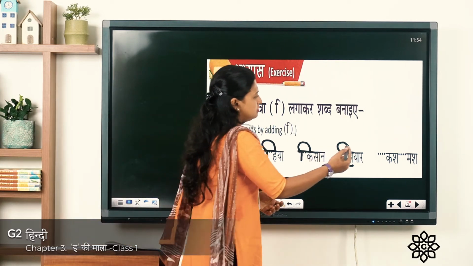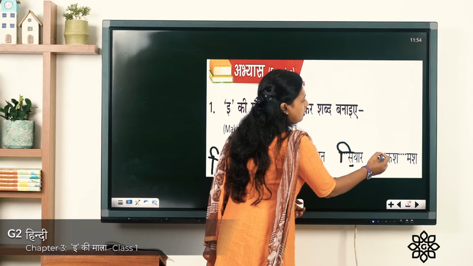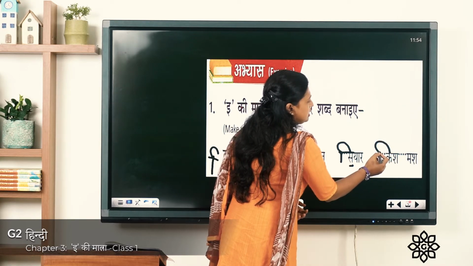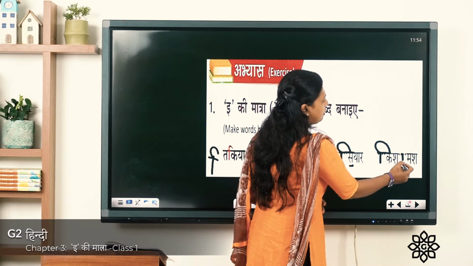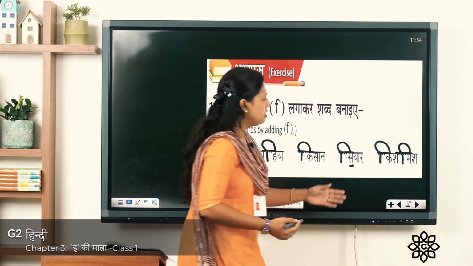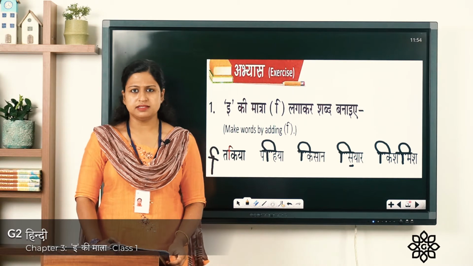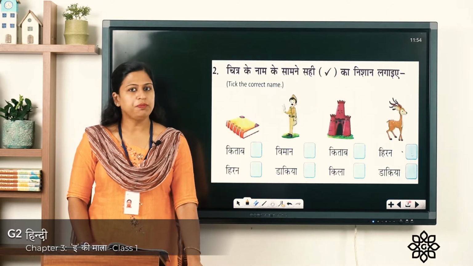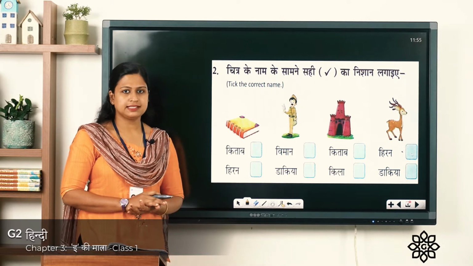Sir means jackal. Next one is ka with E symbol, it's ki. Again a space here. You have to write this E symbol. So kishmish. It means raisins. I hope you all have done it. Now let's move to the second exercise.